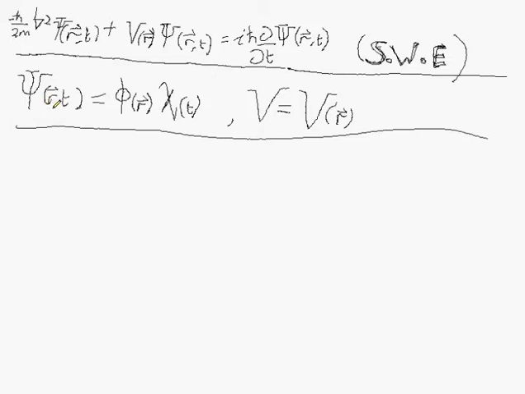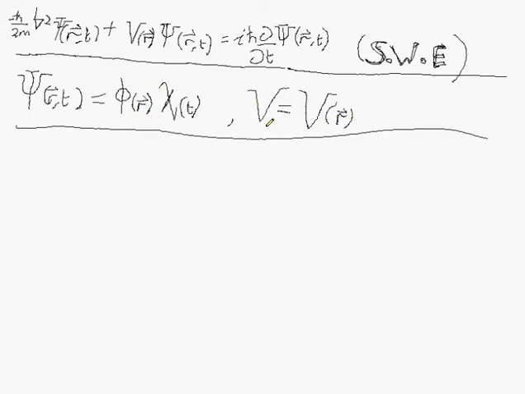For this derivation, two assumptions have been made for splitting the wave function. The first is that the wave function, this capital psi, which is a function of position and time, can also be written as two functions, one a function of position only and one a function of time only, and we've denoted those by small phi and capital chi, respectively.